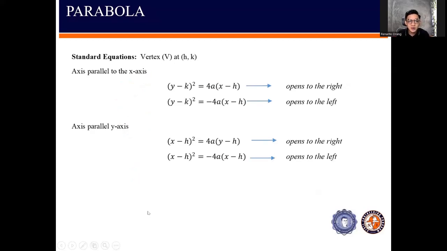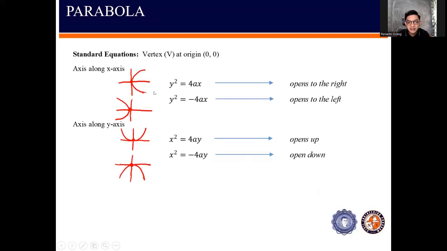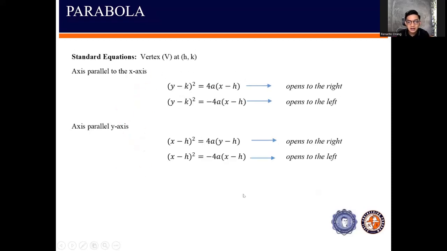Okay, so next one, what if yung ating vertex is wala sa ating center? That is, eto yung ating mga standard equation for that one. So again, axis parallel to our x-axis, that is y minus k squared is equivalent to positive 4a times x minus h. So for this one, opens to the right.